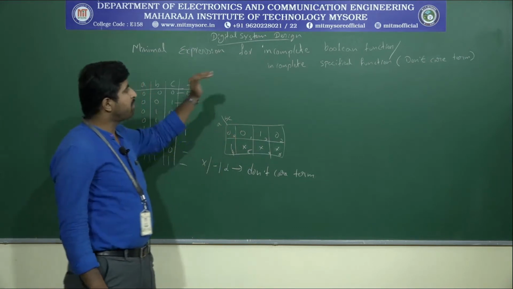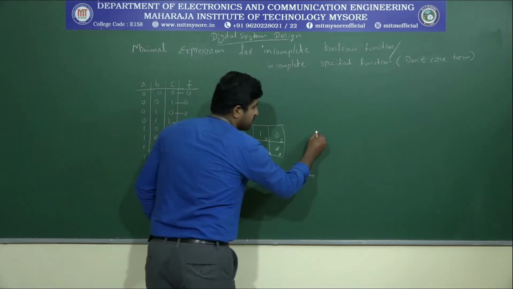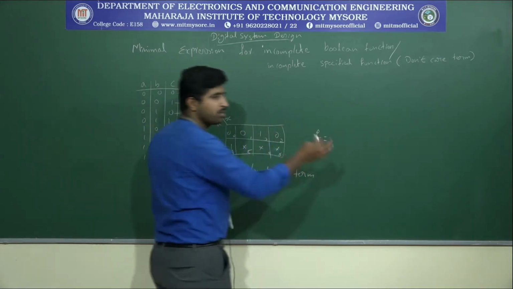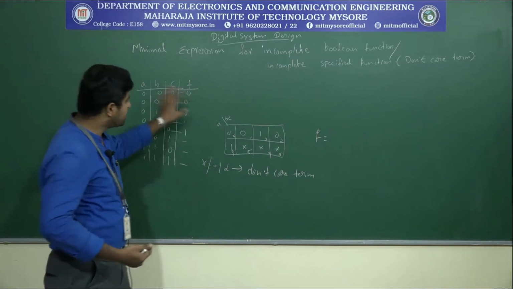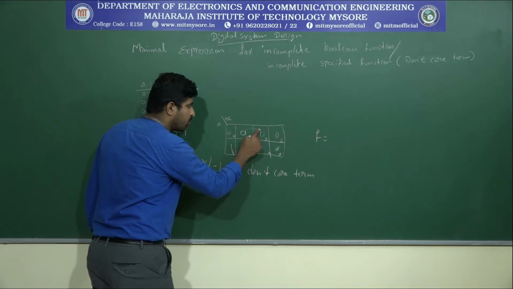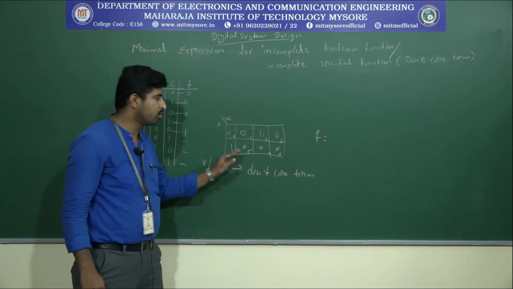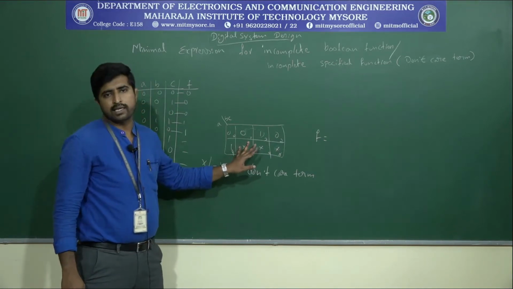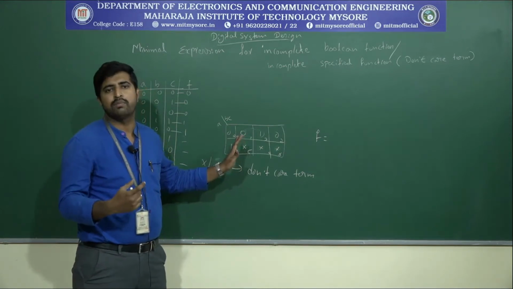Now, when the incomplete Boolean function is there, how do we write a minimal expression? That means how to write a SOP expression or a POS expression for these kinds of functions. When we have a don't care term, how to group? That is the important thing. When you have a don't care term, how to group? Here don't care terms can be included to make a higher possible grouping.